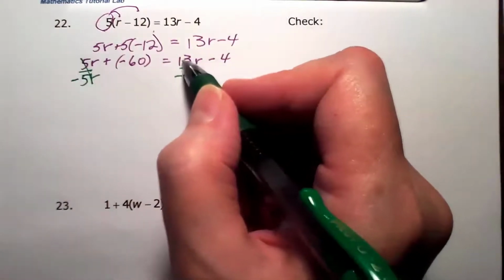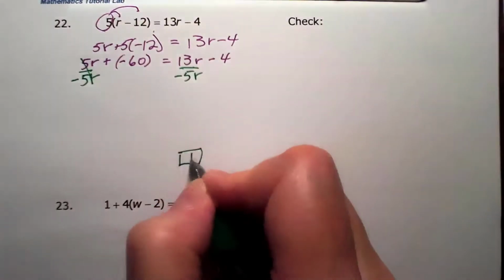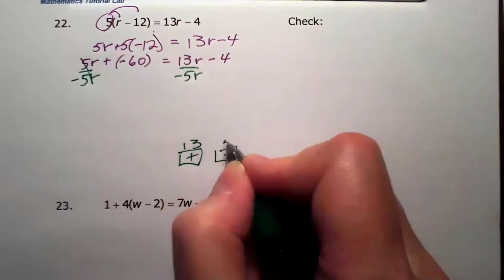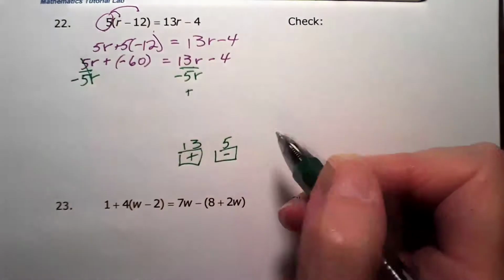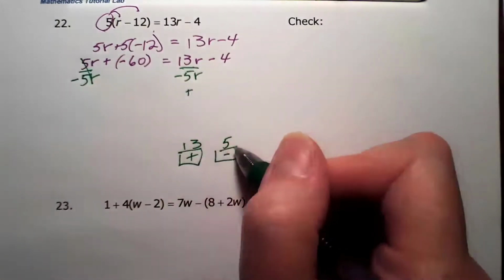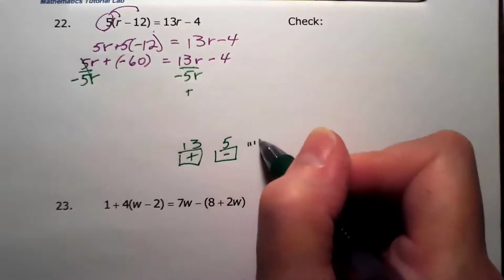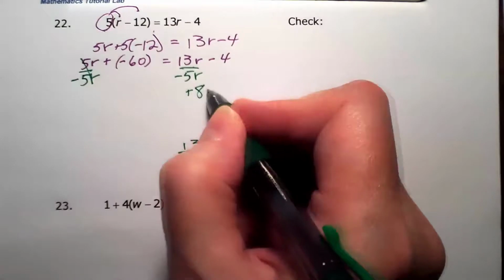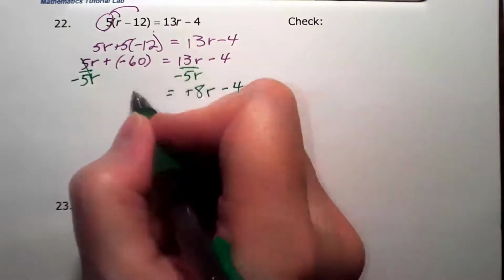Over here, I have 13 and negative 5, so if I have a positive box and a negative box, I have 13 in the positive box, 5 in the negative box. The positive box is bigger, so it's going to be a positive. How many more are in this box? 5, 6, 7, 8, 9, 10, 11, 12, 13. So it's 8 more. So 8r minus 4 equals negative 60.